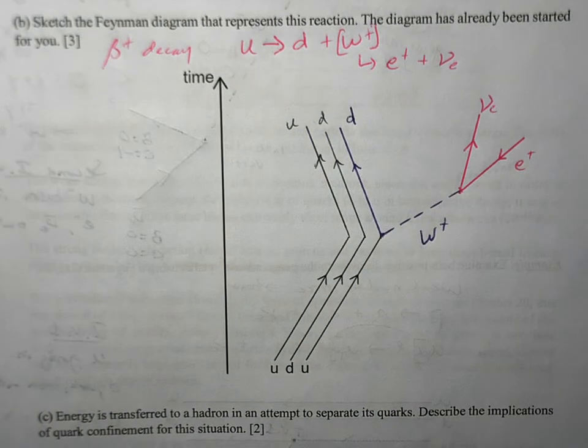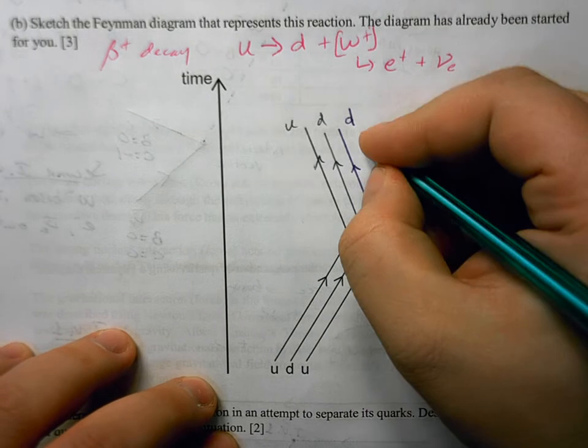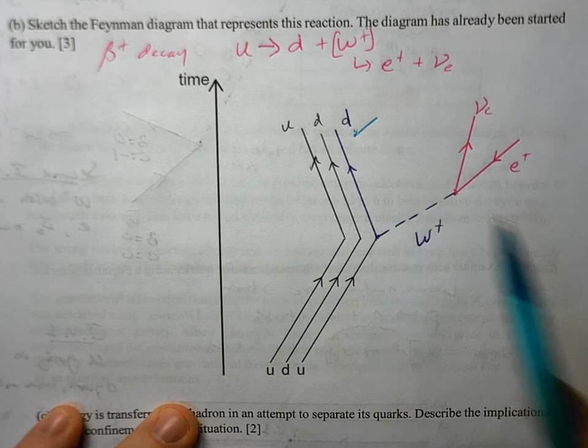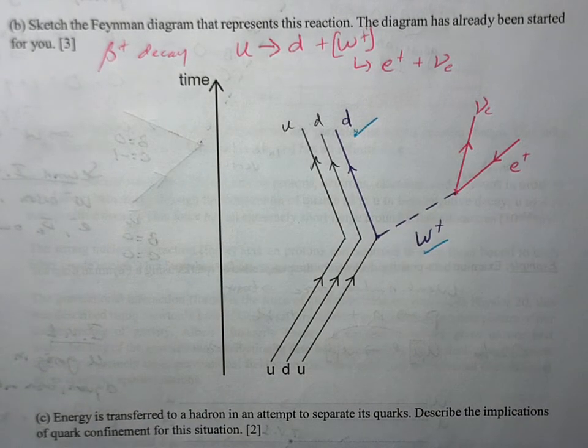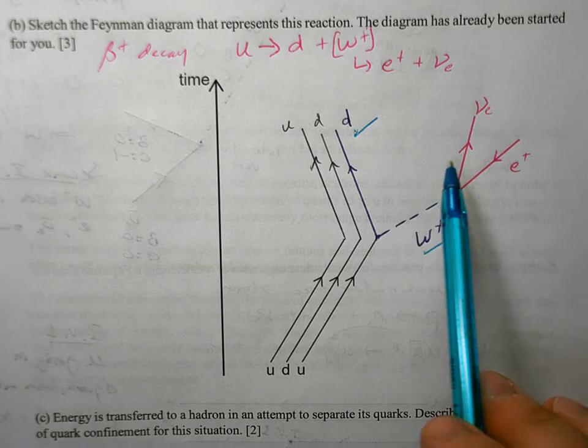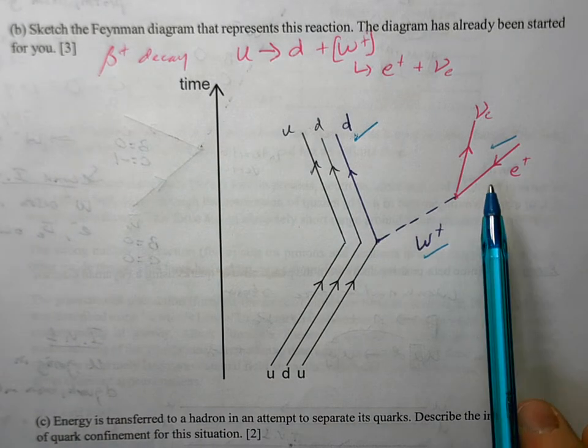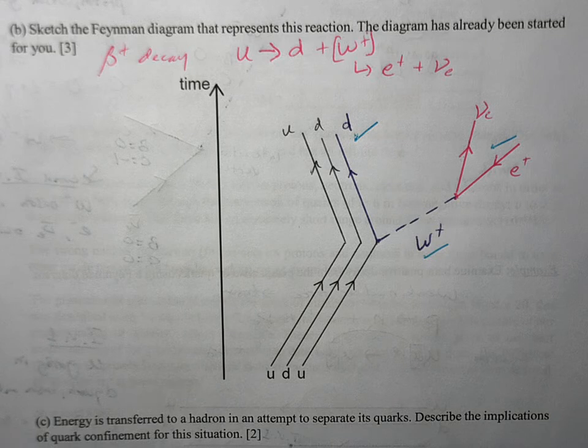So in an IB exam, this question's worth 3 marks. What are you getting the 3 marks for in this question? First of all, you're getting a mark for showing that one of these U quarks converts to a D. You get a mark for showing that the actual mediating particle in this context is the W plus boson. And then the last thing you're getting a mark for is in this section here with the neutrino and the positron, showing the correct directions of the arrows. So the neutrino's arrow is going to point in the direction of time. The positron's arrow is going to point against the direction of time. So that's what you're getting your 3 marks from.